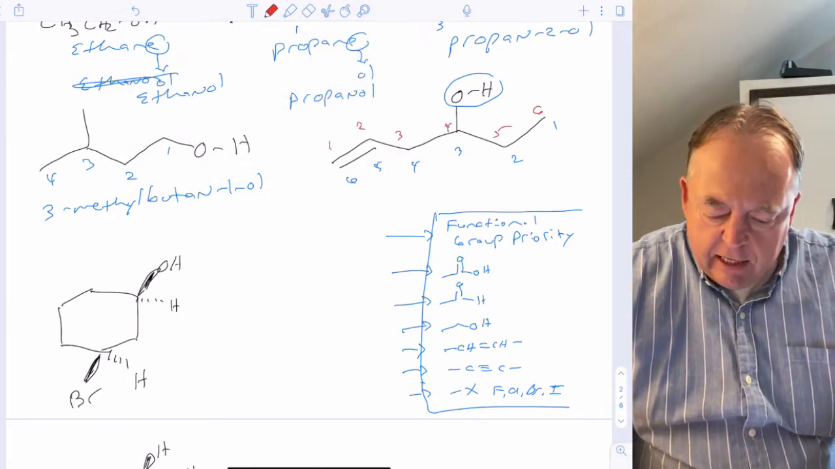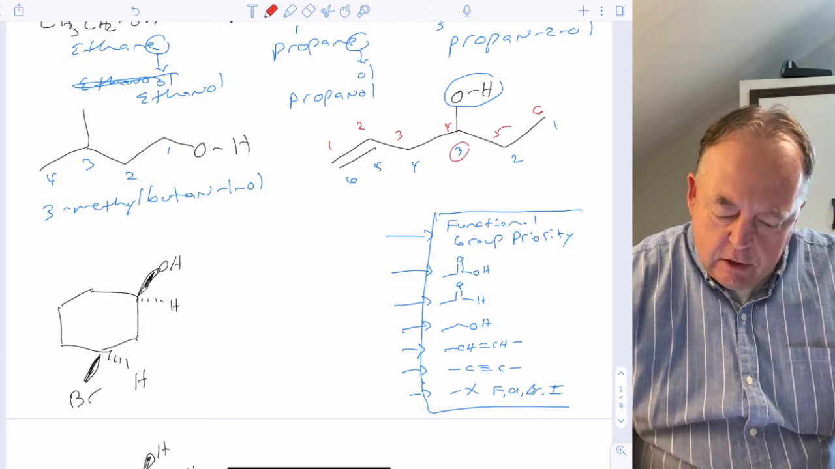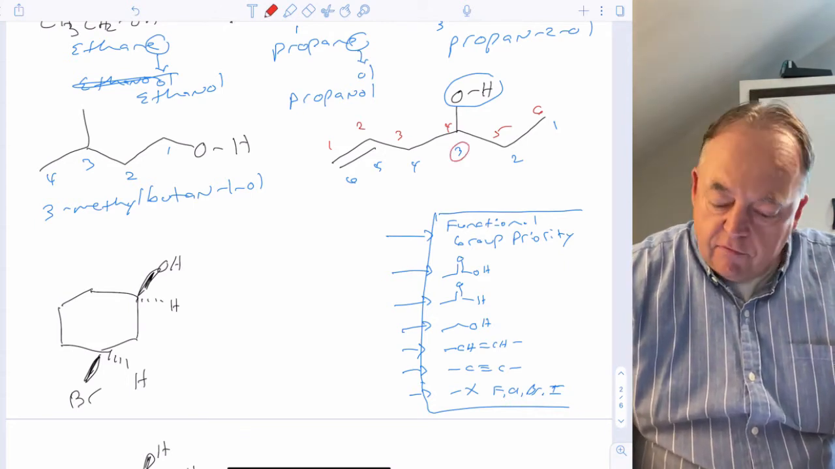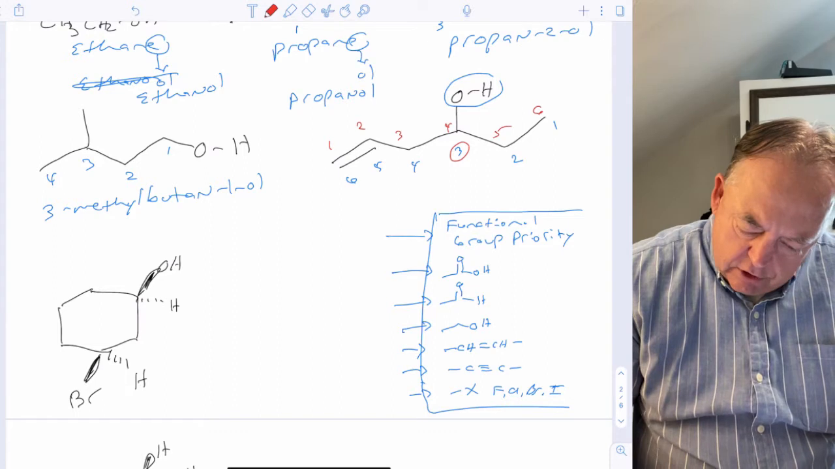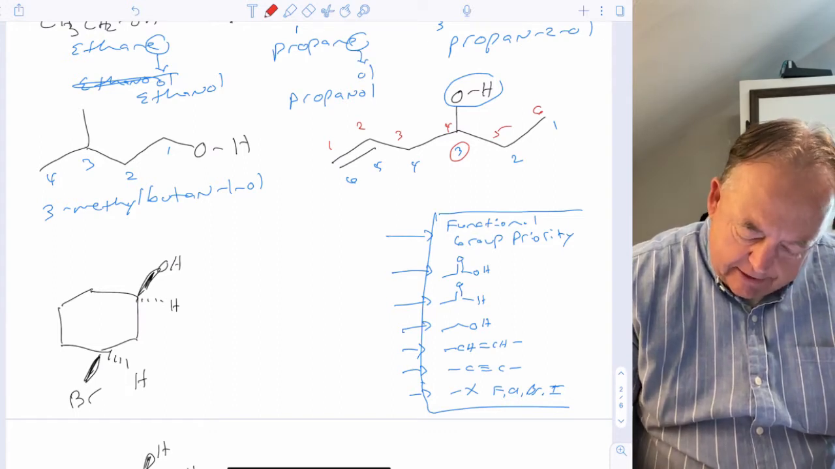And if we numbered from the left, it would be at number 4. So we need to go with the number 3. So we need to number from the right. So this would be 6 carbons, so that would be hexane.